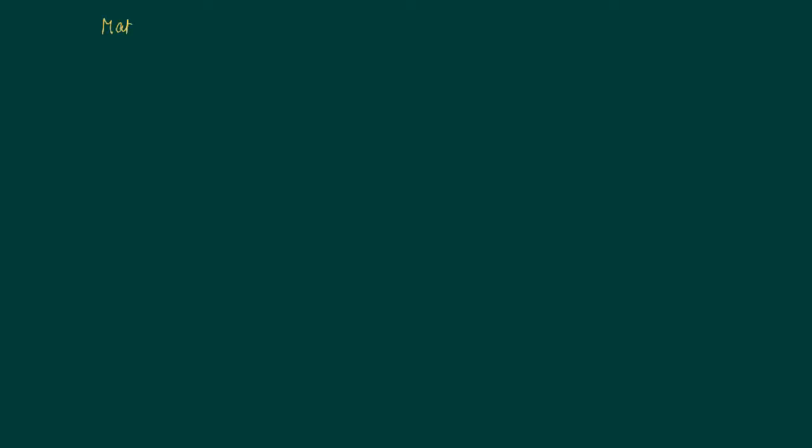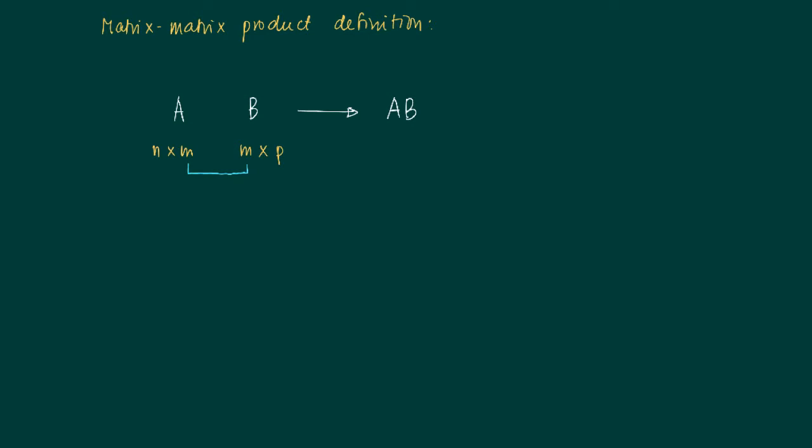So how does it look more formally? Here we provide a matrix-matrix product definition. Given a matrix A and a matrix B, where A is supposed to have dimensions n times m, and B is an m times p matrix, so the inner dimensions agree. There should be the same number. Then we may define the product A times B, and it's going to be an n times p matrix. We leave out this m, and we get an n times p matrix.